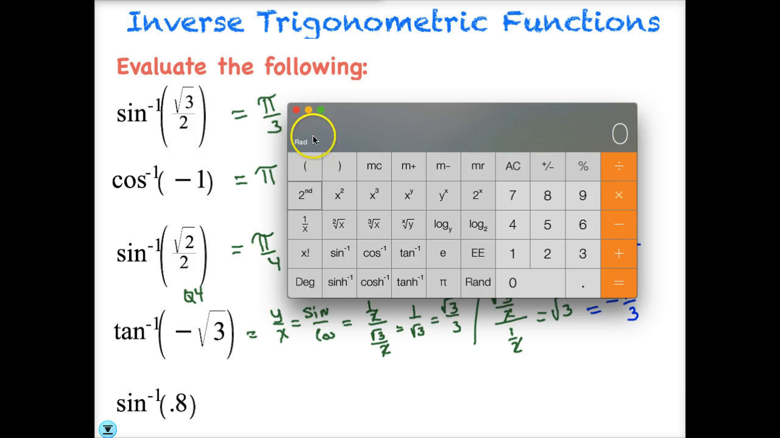You can tell because up in the screen of your calculator, it should say rad for radian if it's in radian mode. So if I want to know what the radian measure is of the inverse sine of 0.8, I would keep it in radian mode, and I would go ahead and type in inverse sine of 0.8, and I know that it would be 0.93.